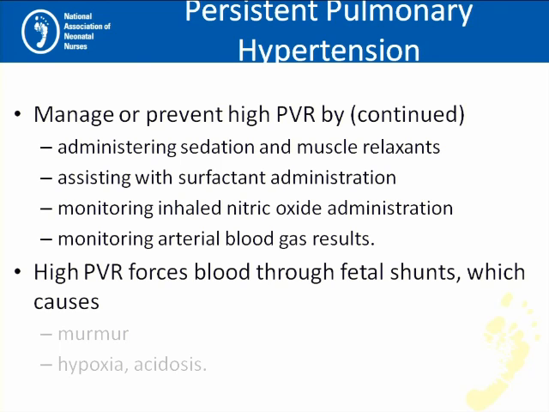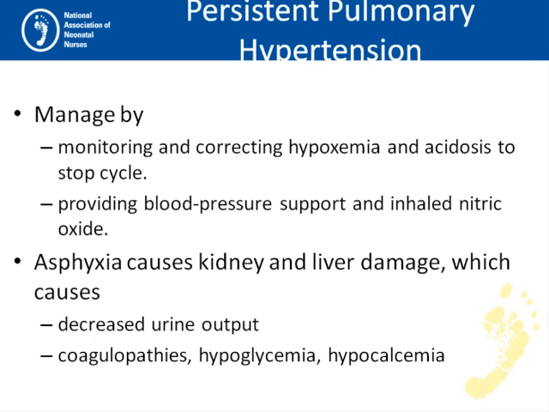Persistently high PVR forces blood to shunt through the ductus arteriosus and foramen ovale, which causes murmur, hypoxia, and acidosis. We manage this by monitoring and correcting hypoxemia and acidosis to stop the cycle and promote pulmonary vascular dilation, providing blood pressure support to keep systemic blood pressure higher than pulmonary blood pressure, assisting when monitoring INO-max, assisting with extracorporeal membrane oxygenation as a last resort.